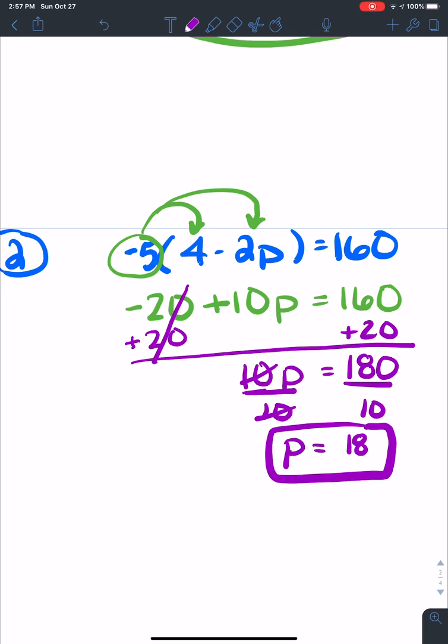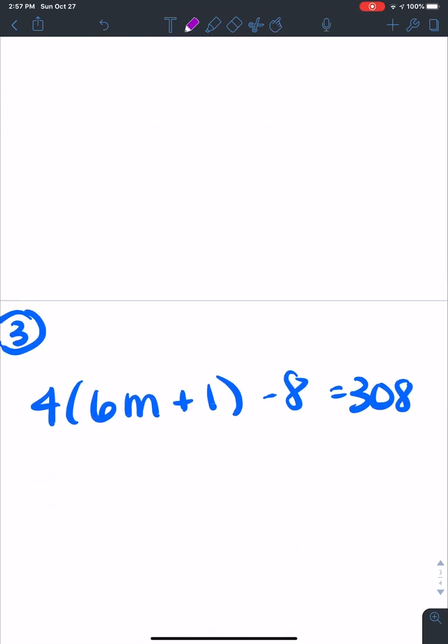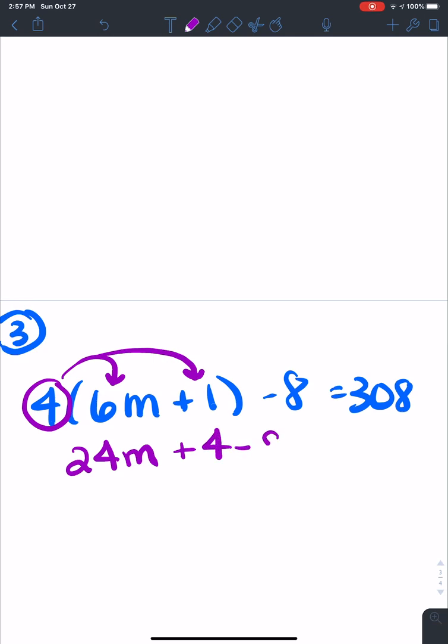Okay, let's take a look at one more where we have a little bit more than just the parenthesis on one side. So I notice on this one, this is a little different because I have this minus 8 that's not part of the parenthesis. So when I go to distribute that 4 in the front, it cannot go to that 8. This 4 in the front can only go to these two values. So 4 times 6p, or excuse me, 4 times 6m is 24m. 4 times positive 1 is positive 4 minus 8 equals 308.